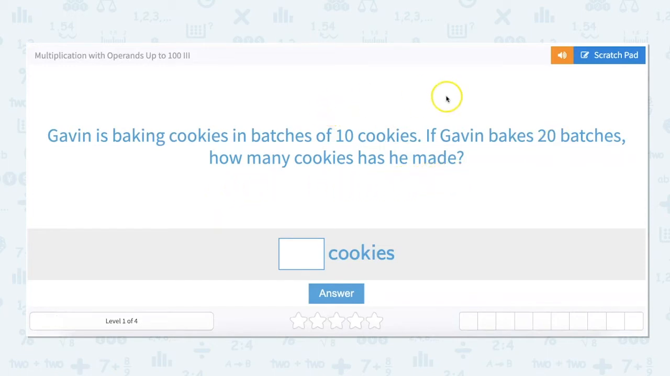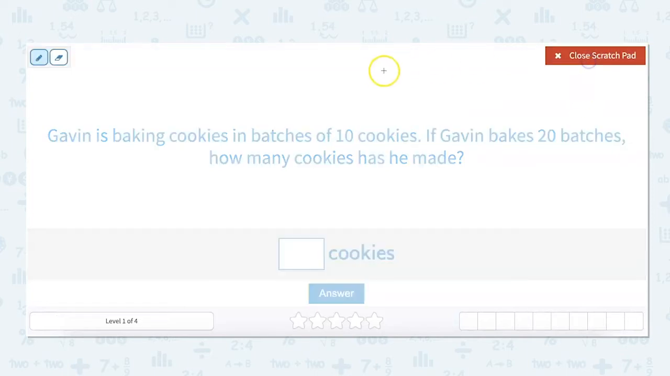So we need to multiply. So we're going to be multiplying the 10 cookies by 20 batches, because that will give us the total amount of cookies that he's making. Okay, so when we're doing double-digit multiplication, it's done a little bit different. So we first do 0 times 0. We start with our ones place. 0 times 0 is 0, of course. And 1 times 0 is 0.